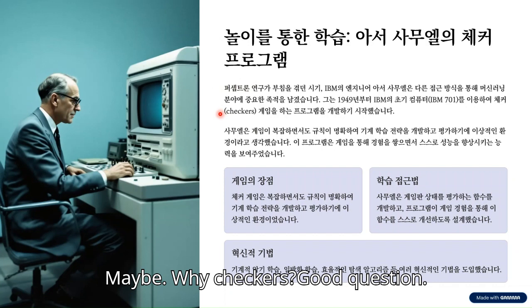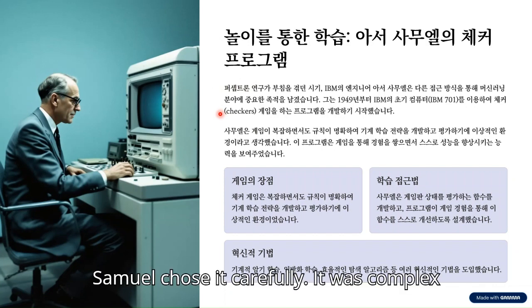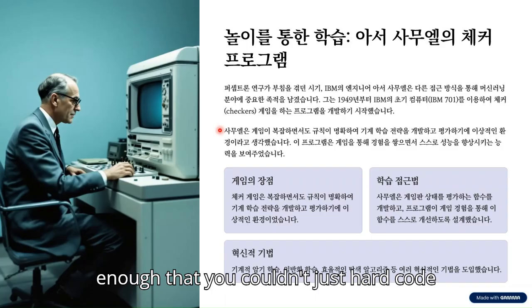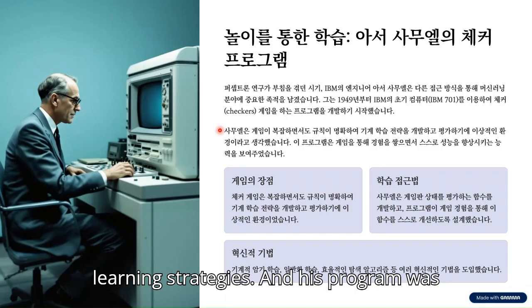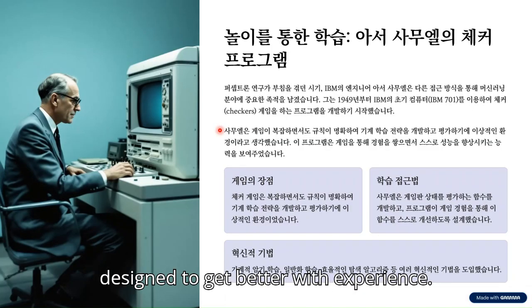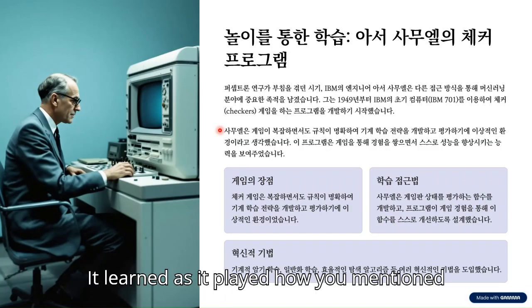Why checkers? Good question. Samuel chose it carefully. It was complex enough that you couldn't just hard code perfect play, but it had clear rules, perfect for developing and testing learning strategies. And his program was designed to get better with experience. It learned as it played.